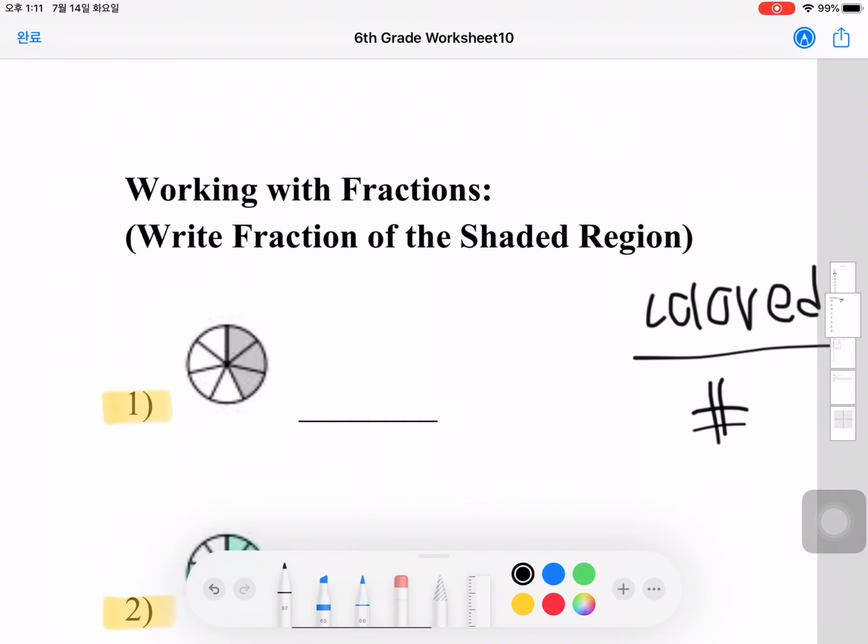We could see that there are 3 shapes that are shaded in with the color gray. So we write 3 on the numerator because 3 of them are colored. And now we want to count how many there are in total. So 1, 2, 3, 4, 5, 6, 7. The 7 goes on the denominator to get your final answer of 3 over 7. Now what that means is 3 of the 7 shapes are colored.